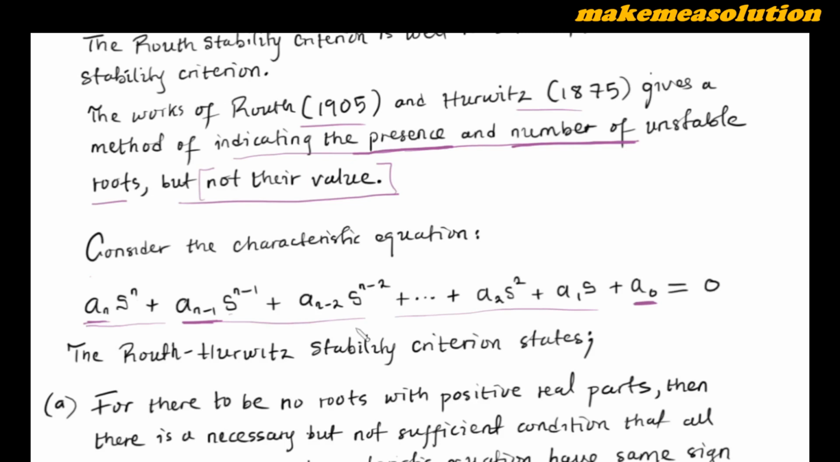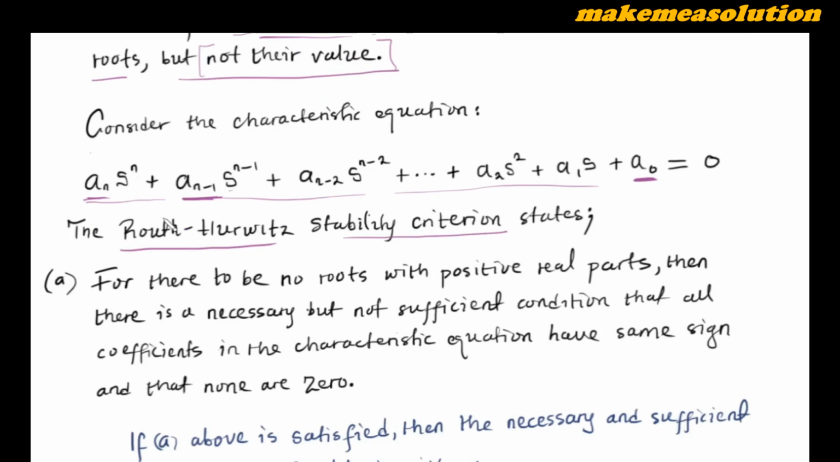So what is the Routh-Hurwitz stability criterion? How can we use this criterion to indicate the presence of unstable roots, and perhaps to know the number of unstable roots? If we are given any characteristic polynomial or characteristic equation, the first thing is that for there to be no roots with positive real parts. Anytime you see this in control systems, a root with a positive real part.